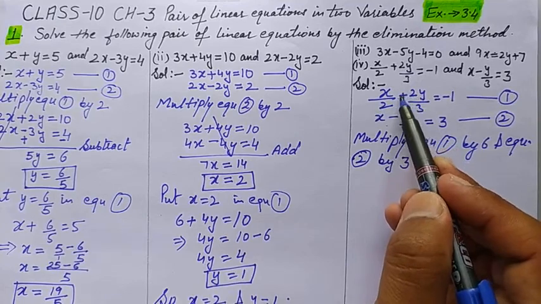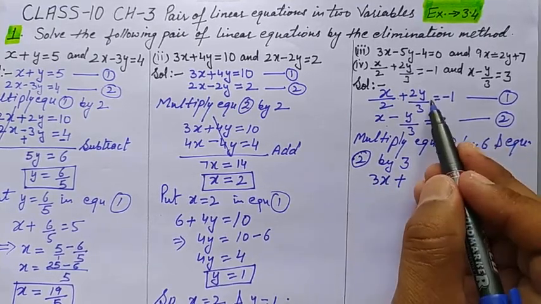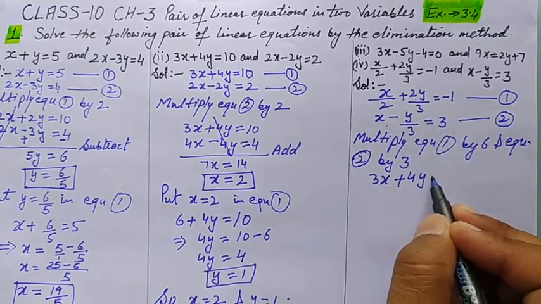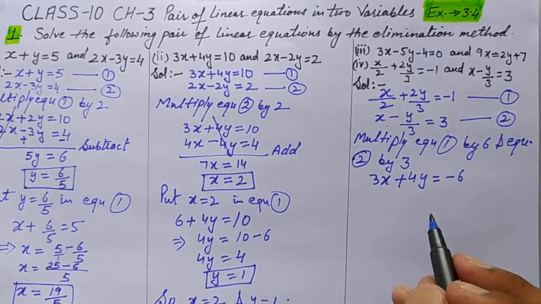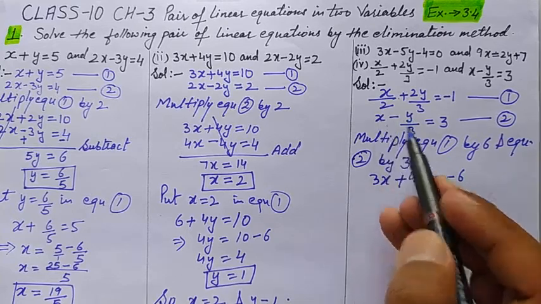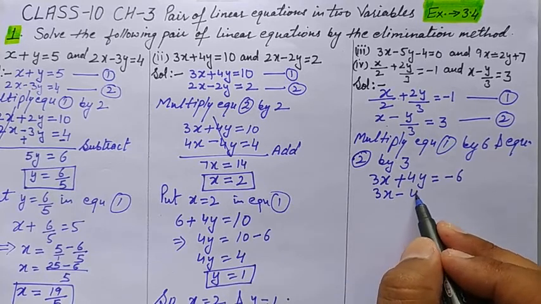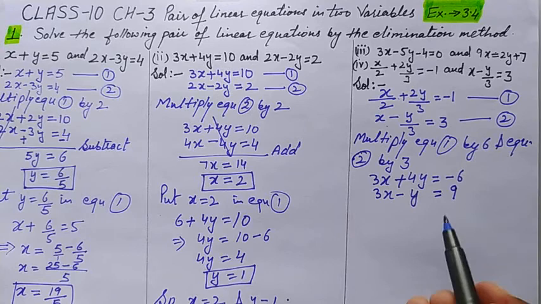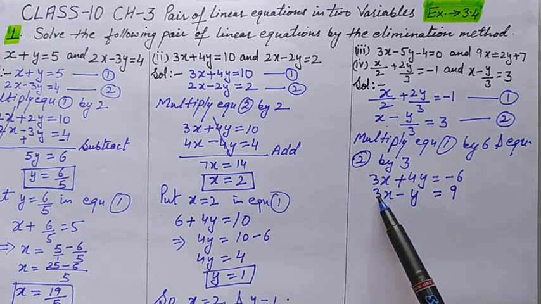So let's multiply this equation by 6. 2 ones are 2, 3s are 6, it becomes 3x plus, here 3 twos are 6, so 2 twos are 4, 4y is equal to, here also with 6, so minus 6. Now the second equation you multiply by 3, so it is 3x minus, here 3 will be cancelled, it becomes minus y is equal to 3 multiplied by 3, it becomes 9. So here you are looking that the coefficient of x is already the same, so we need not multiply further.